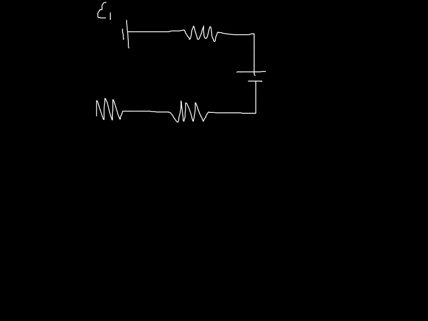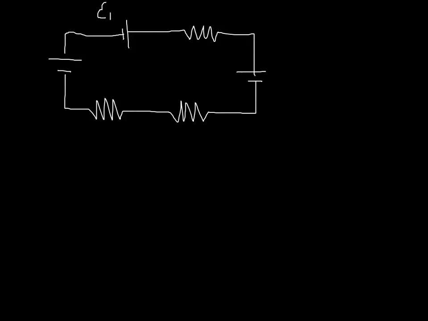And I'm going to go through a resistor in my circuit. And then I'm going to go through another battery. Next, I'm going to go through another resistor. And another resistor. And finally, I'll go through one more battery. I'll label each of these pieces.